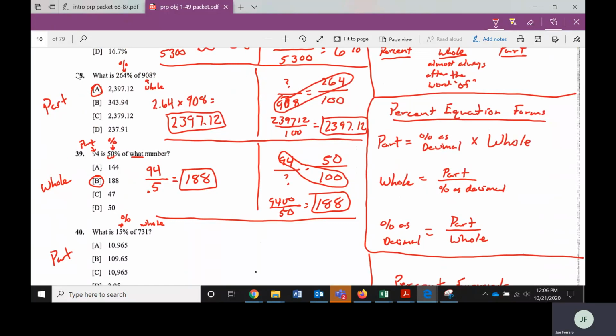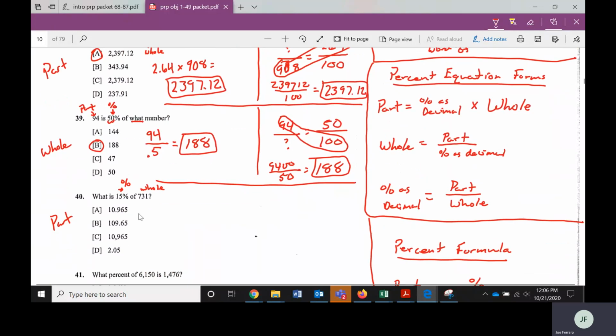Okay, the difference was 38 was a number bigger than 100%. This one's going to have a number smaller than 100%. Okay, so if we're doing this one, we're looking for the part. So again, we can use this. So percent is a decimal. We got to move 1, 2, so 0.15.